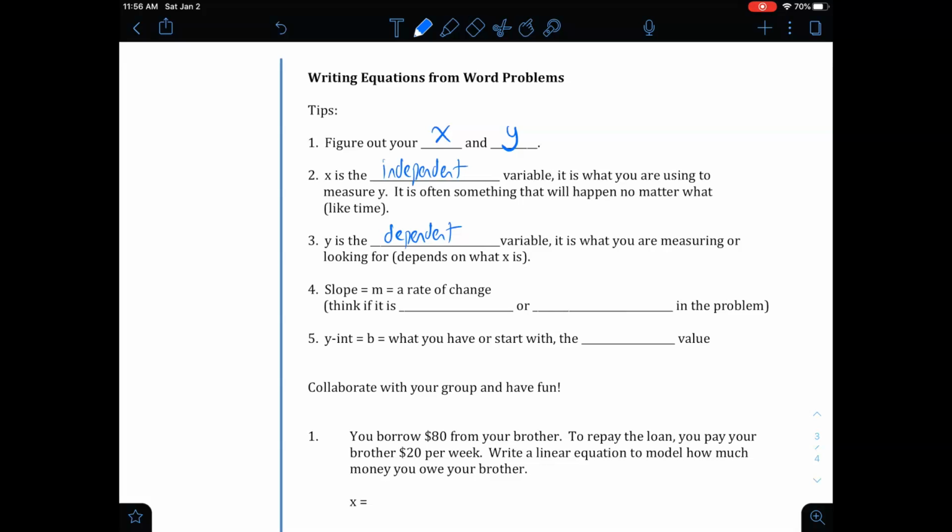All right? Your slope equals m, which equals a rate of change. You want to think if it is increasing or decreasing in the problem, because if it's increasing, it's going to be positive. If it's decreasing, it's going to be a negative value. And your y-intercept, or b, is what you have or start with. That's called the initial value.